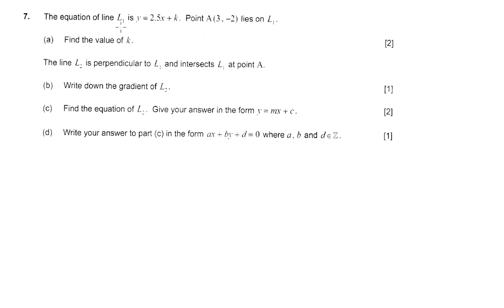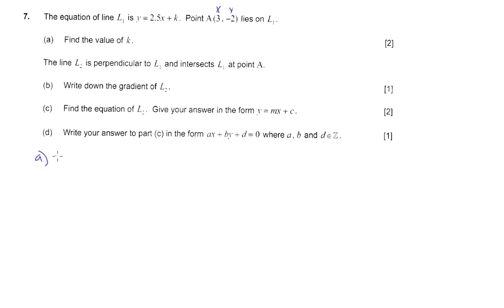The equation of the line L1 is y equals 2.5x plus k. Point A is (3, negative 2), and that lies on this line L1. Find the value of k. Okay, so to find the value of k, we're just going to plug in our x, which is 3, and our y, which is negative 2, into this formula, and the only variable we have left is k, so we can figure out what that is. So let's do that down here where we've got room.